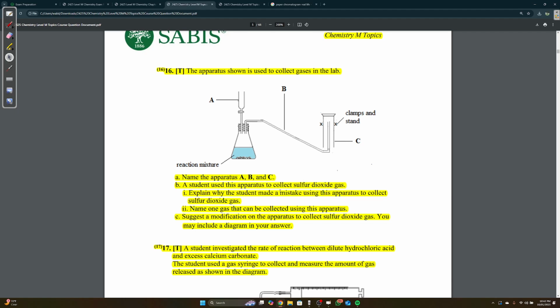Name one gas that can be collected using this apparatus. Since it's inverted and it looks like downward delivery won't work, that means he's going to use upward delivery, would work, right?